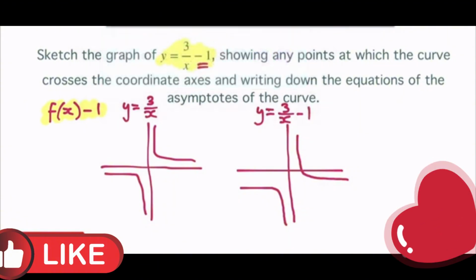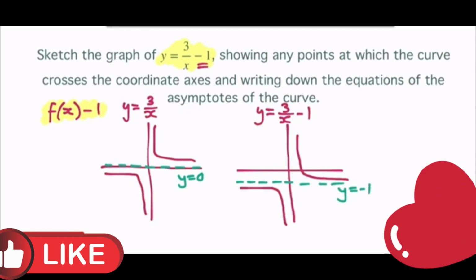Originally, as we mentioned on the first bit, our asymptote across this way, which has the equation y equals 0, has now moved down by 1. So it's going to move down 1 here, and that's going to move down to minus 1. So y is going to equal minus 1 for that asymptote.